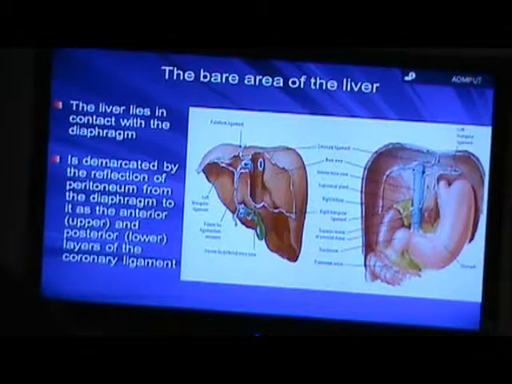The bare area of the liver is demarcated by the reflection of the peritoneum from the diaphragm to it as the anterior, the upper, and the posterior, the lower layers of the coronary ligament. This is the coronary ligament, which forms on the left side and the right side the triangular ligaments. So they are in the angles. In the angles of the bare area, they are formed from the coronary ligament, the left triangular ligament, and the right triangular ligament.